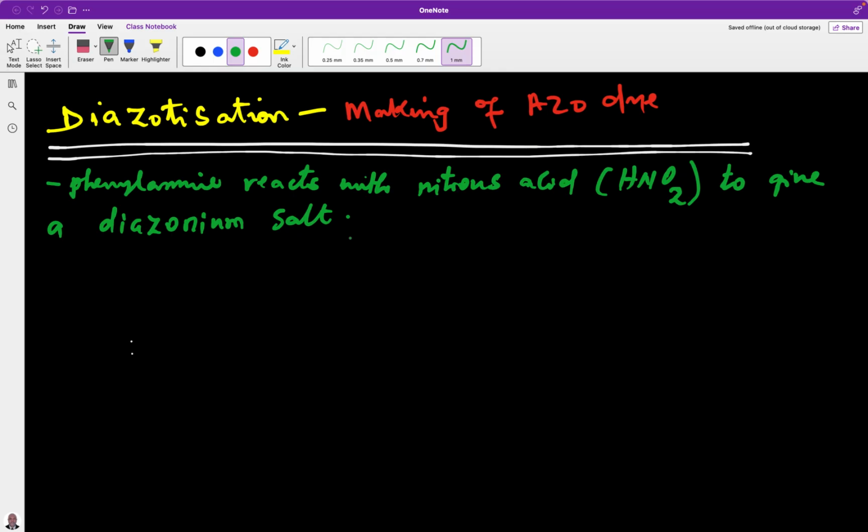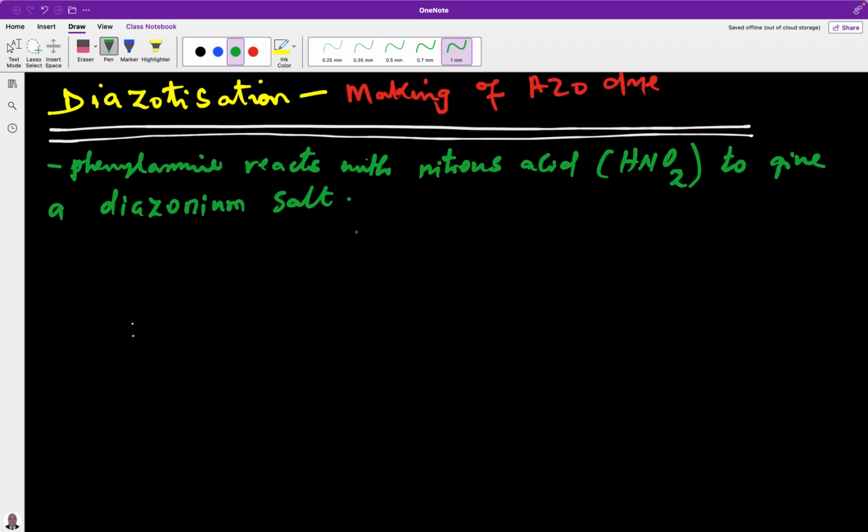So to give the diazonium salt, that is the first step. Then the second step for this, so phenylamine will react with nitrous acid to give a diazonium salt. This is the reaction. In the first case, this is what happens before the formation of the diazonium salt. Prior to the reaction, we will have sodium NO2 plus HCl to give the nitrous acid, plus the sodium chloride.